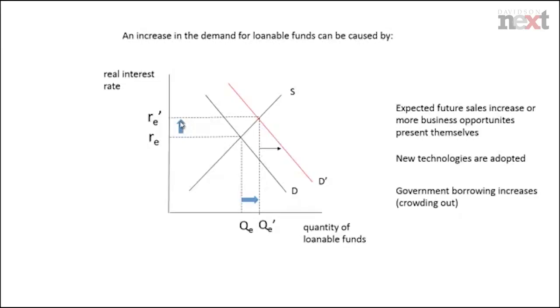So this is our list of things that can increase the demand for loanable funds, but I hope you realize it works in reverse, and the demand for loanable funds will shift to the left if businesses have bleak expectations about the future. New technologies are not adopted, and government borrowing decreases. So there you have it. Now would be a good time to try some practice problems.